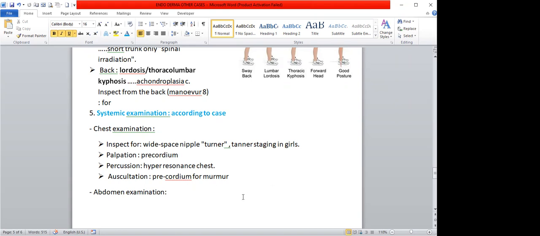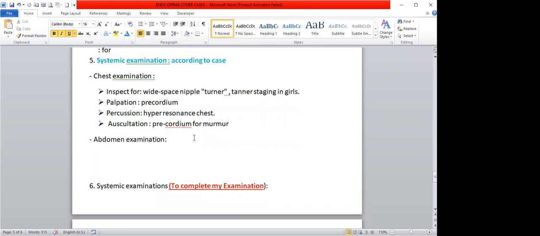Now, if the child has had some cardiac surgery for a chronic illness, then again there may be some murmur also. And for this reason, the child may not be growing because of this cardiac problem. So according to the case, we can include the relevant systemic examination. We need to mention it, and sometimes abdominal examination.